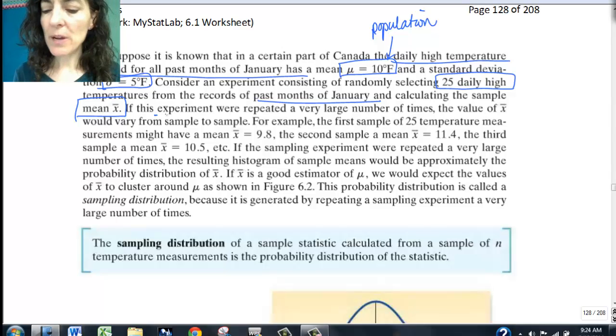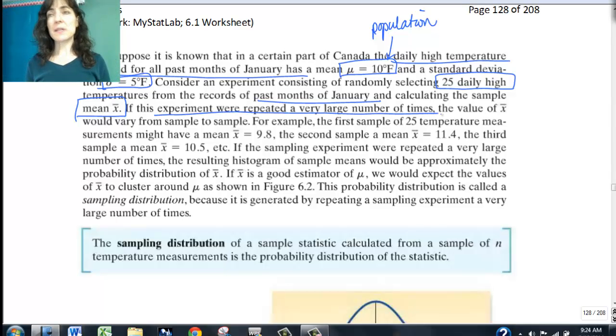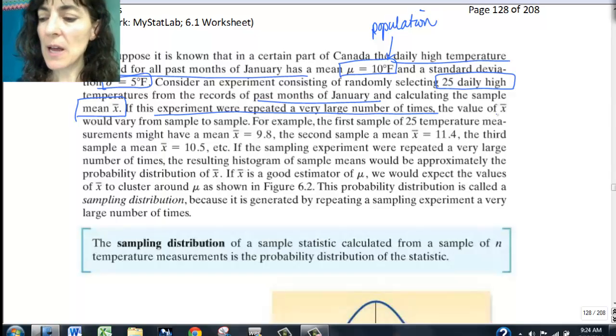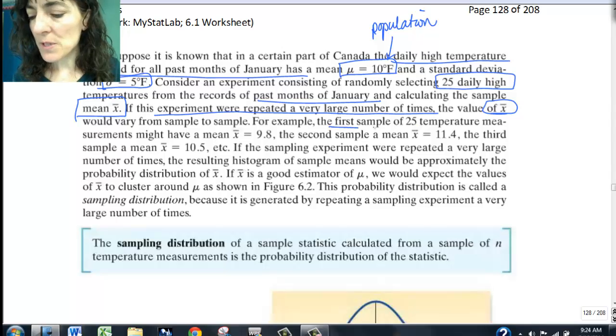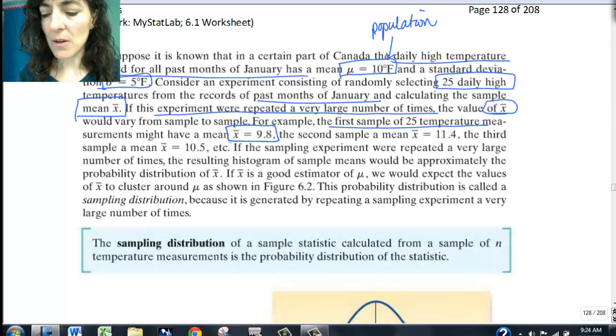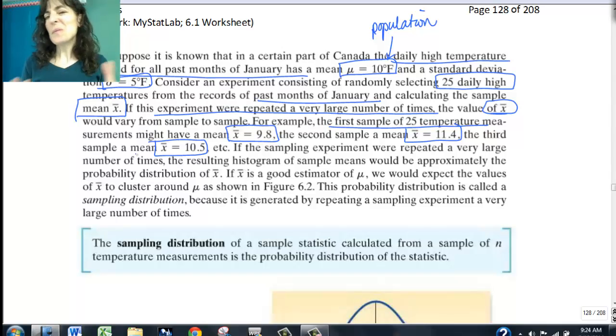And if we repeated this experiment a very large number of times, like say we did it 25, 30, 40 times, and we refound our X bar every time, we really expect that our X bars are going to be slightly different for every sample, because we're looking at 25 temperatures, and when we find the average of those and then another set of 25 temperatures, find the average of those, we don't expect to get the exact same number every time. So for example, the first sample of 25 temperatures might have a mean of 9.8. Maybe the second sample has a mean of 11.4, and maybe the third has a mean of 10.5. So we expect them to be around that 10-degree mean that we found for our population, but they could be above, they could be below, they could be anywhere nearby.